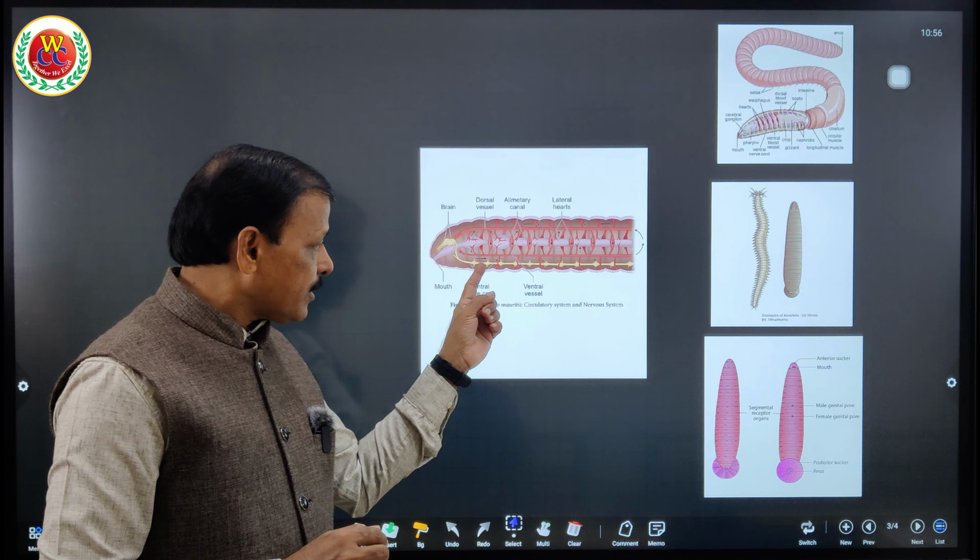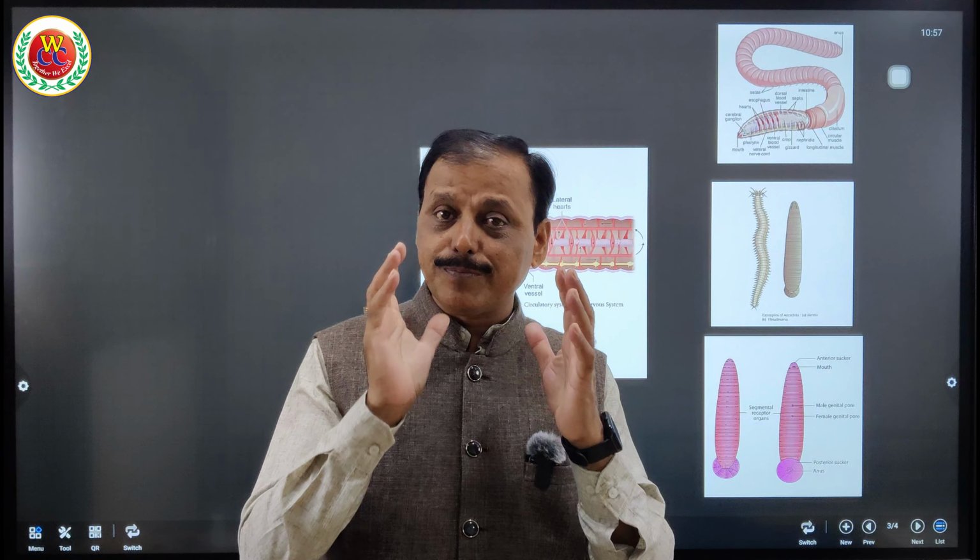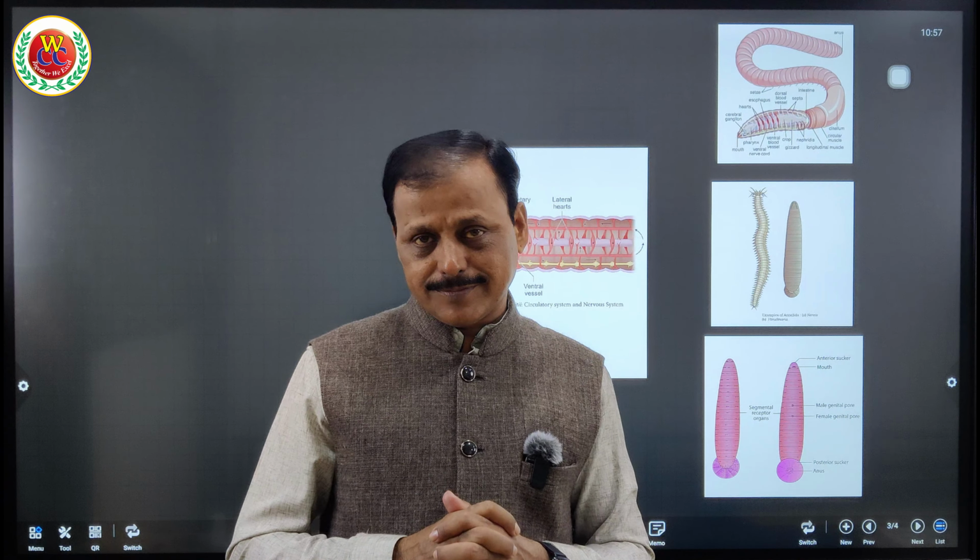Next important character, they have a closed circulatory system. This is the first and only non-chordate which has a closed circulatory system. Otherwise all non-chordates have an open circulatory system. Very first day when we started this animal kingdom chapter, I did explain open and closed circulatory systems. Open circulatory system is present in all non-chordates except annelids. Closed circulatory system is present in all chordates. But now we are learning annelids, therefore concentrate here.